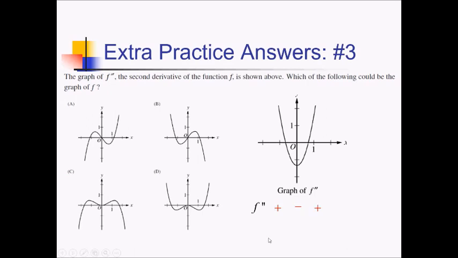So in terms of the original function, that means that initially our function is going to be concave up, then concave down, then concave up again. So we have to start concave up. So already that's going to eliminate choices A and C. So it's choosing between B and D.